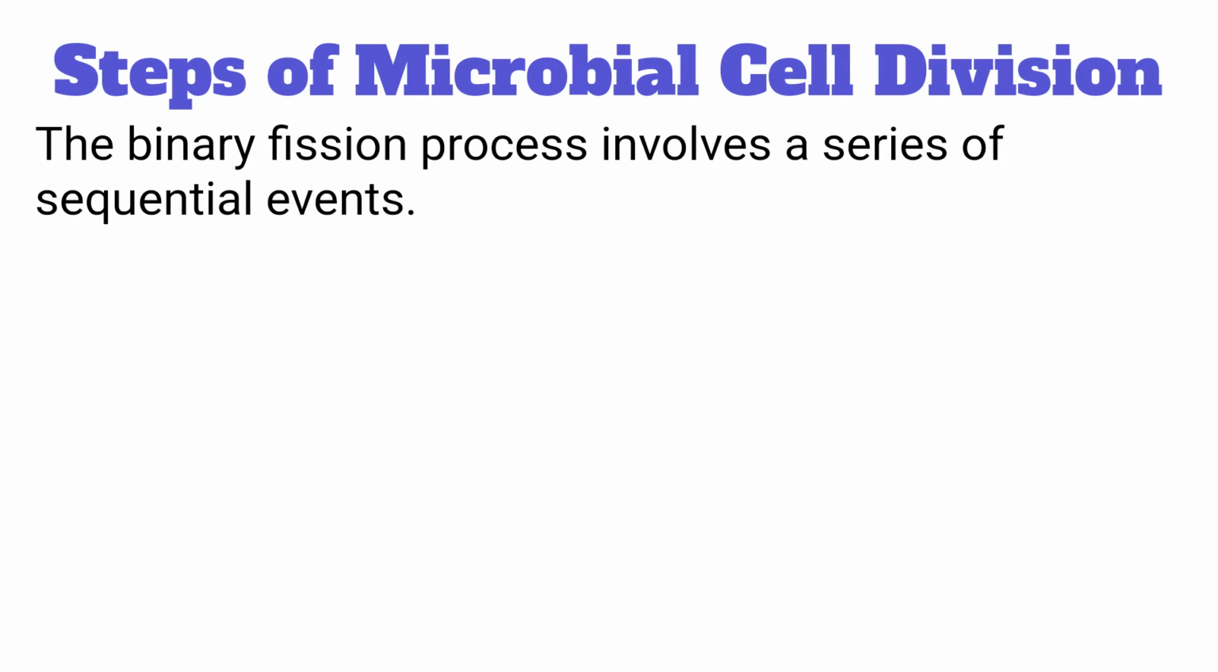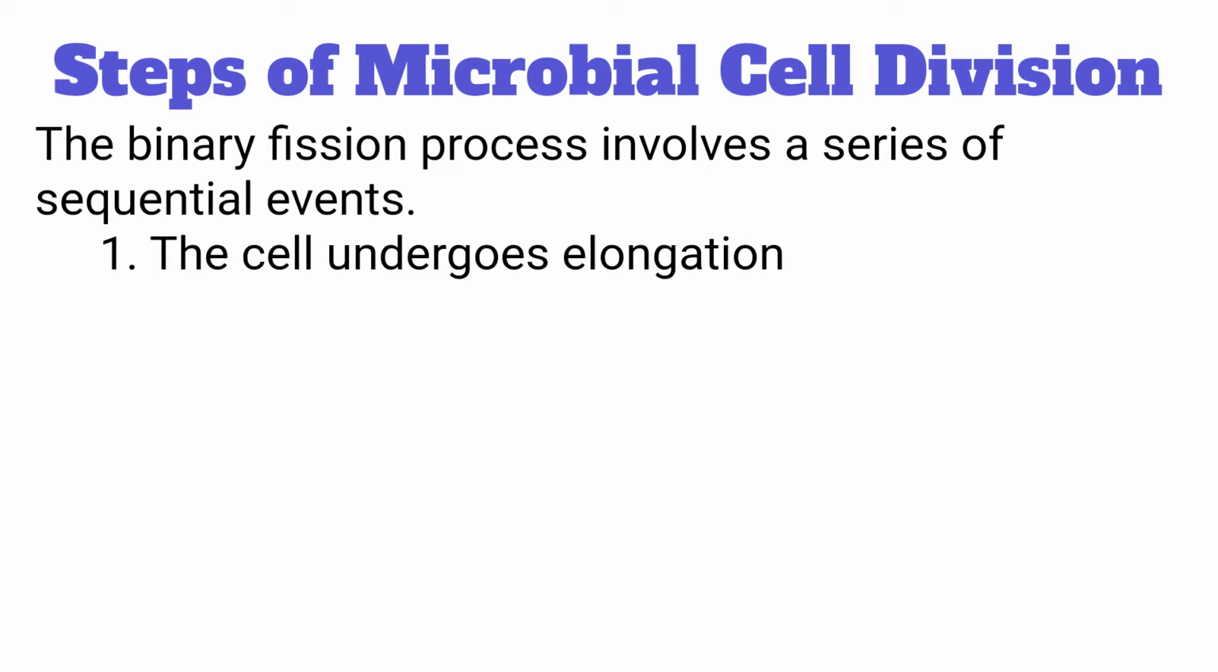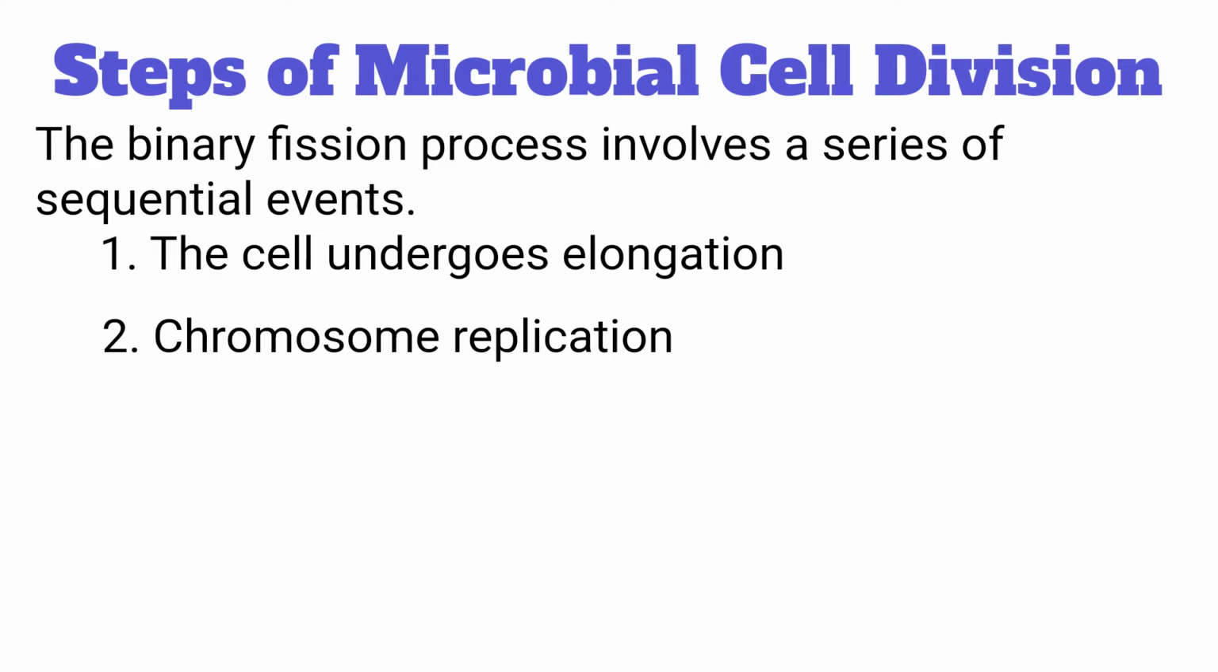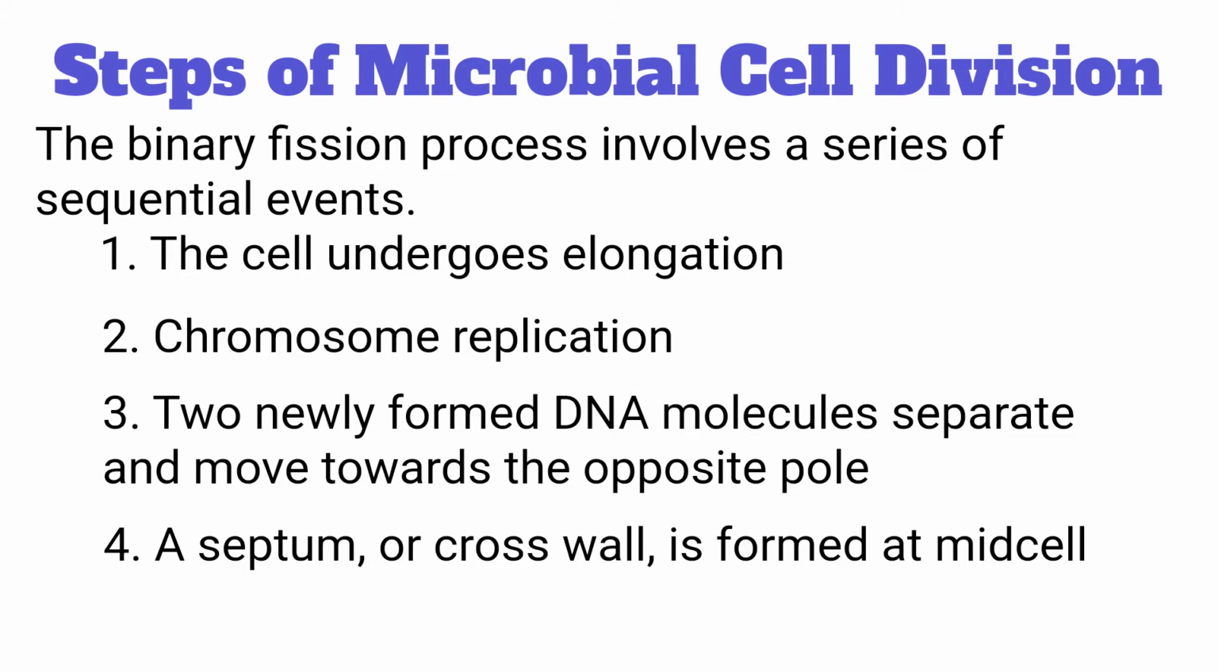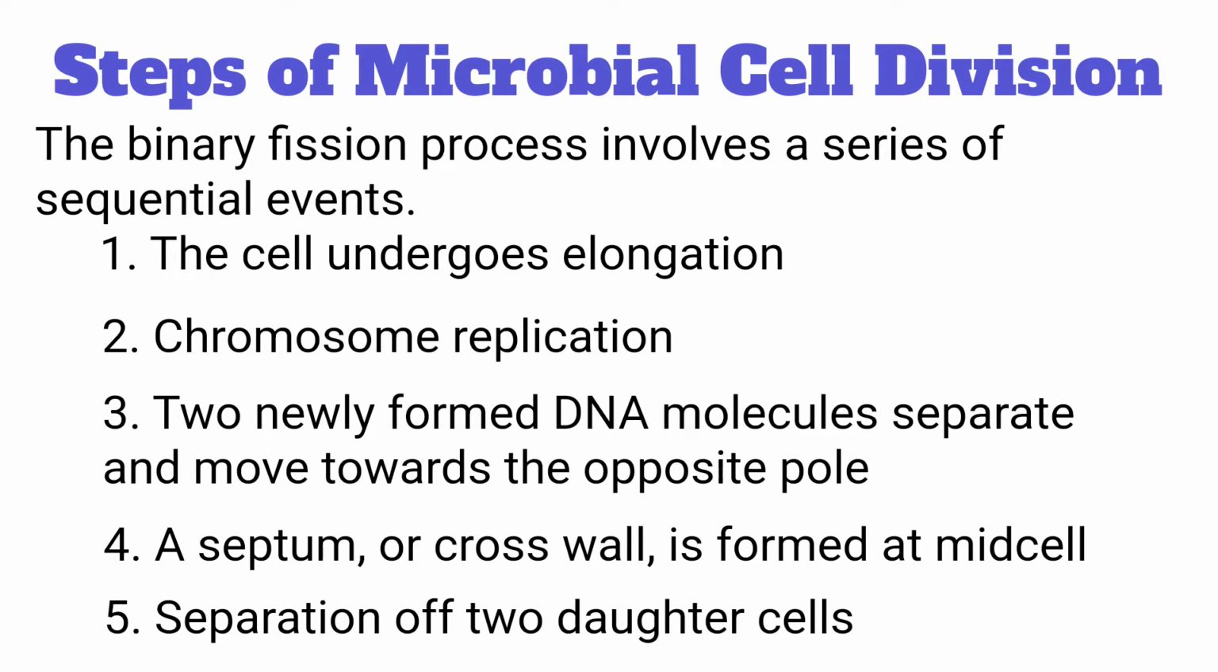The binary fission process involves a series of sequential events. Initially, the cell undergoes elongation and chromosome replication. Then two newly formed DNA molecules separate and move towards the opposite pole, ensuring that each half of the cell contains one chromosome. Finally, a septum or crosswall is formed at midcell, dividing the parent cell into two progeny cells.